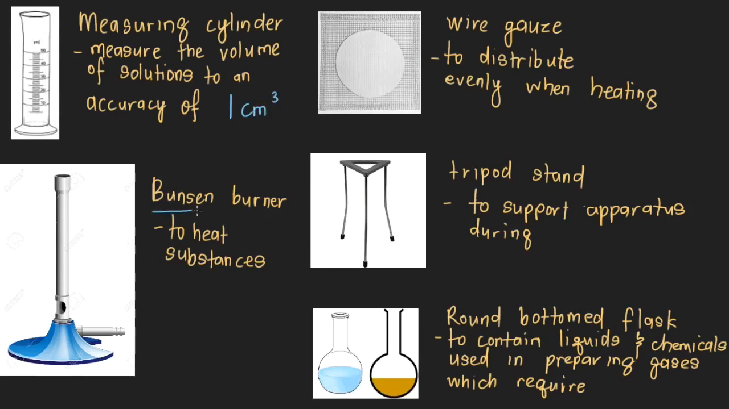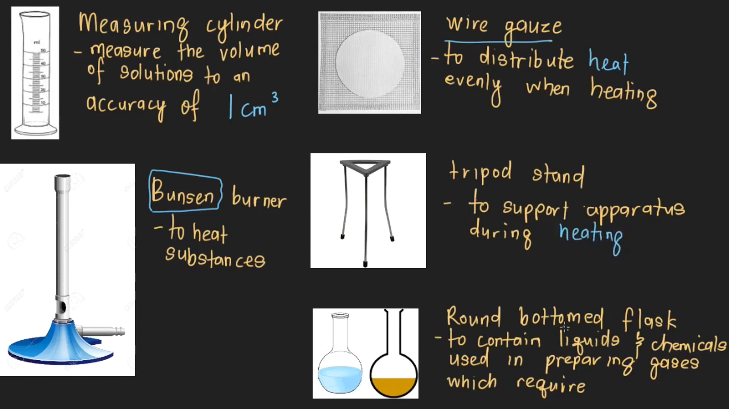A Bunsen burner. Now if you notice, the Bunsen burner is spelled with a capital B because it is named after Robert Bunsen. So it's used to heat substances during an experiment. A wire gauze is used to distribute heat evenly when heating. A tripod stand is actually used with a wire gauze, and it's used to support the apparatus during heating.